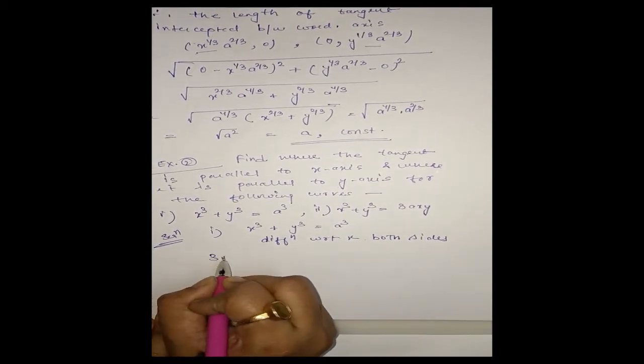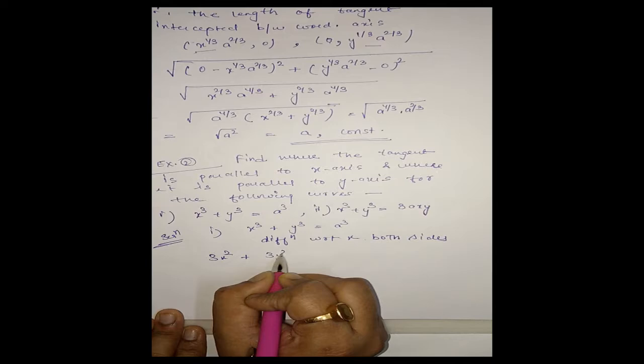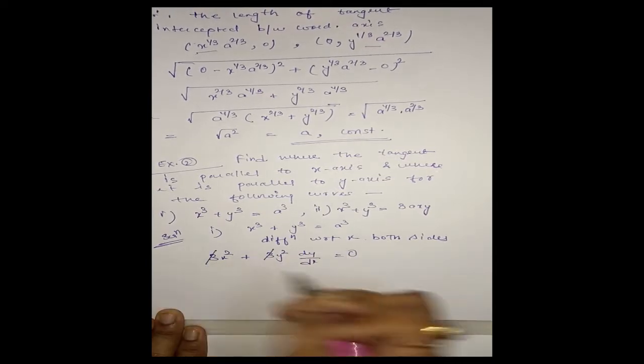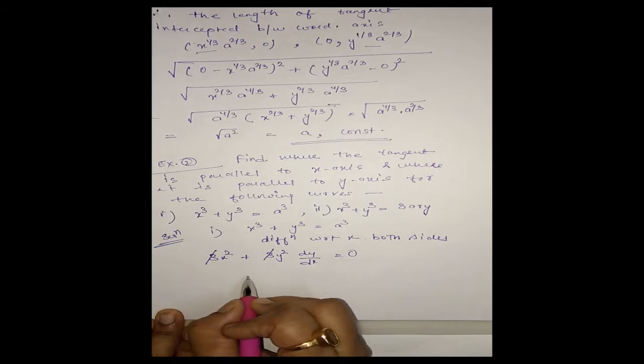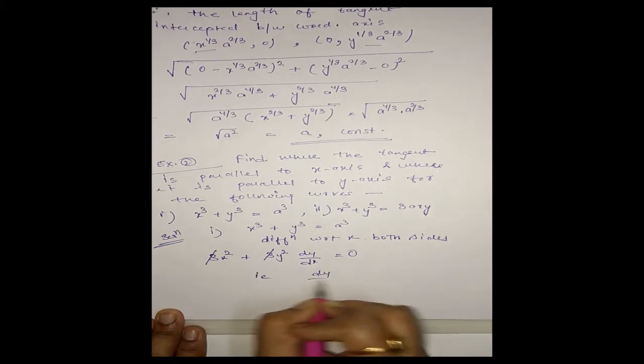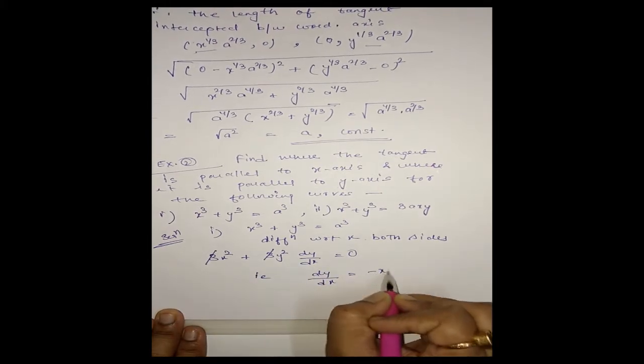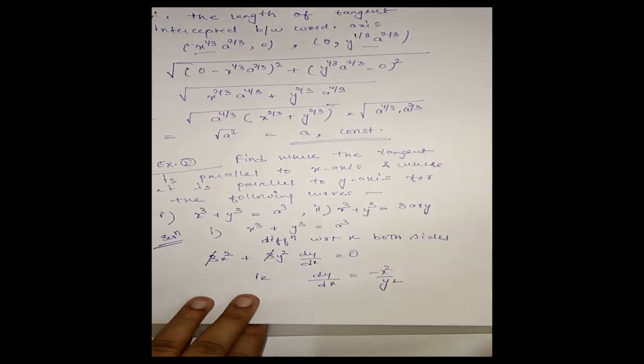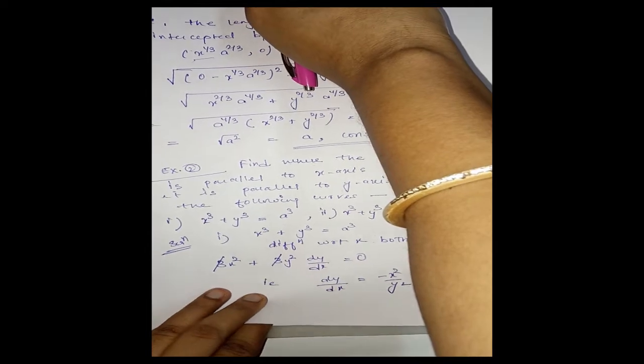Will give us 3x² + 3y² dy/dx = 0. That is dy/dx = -x²/y². Now we have to find the point where the tangent is parallel to the x-axis and parallel to the y-axis.